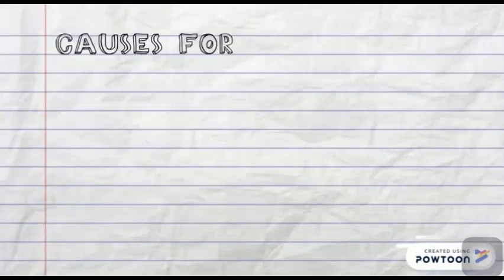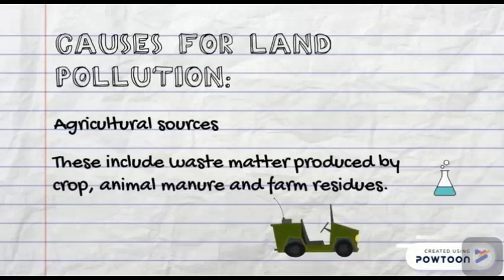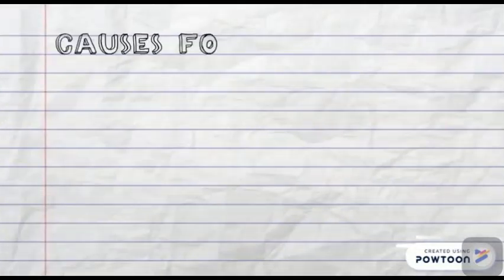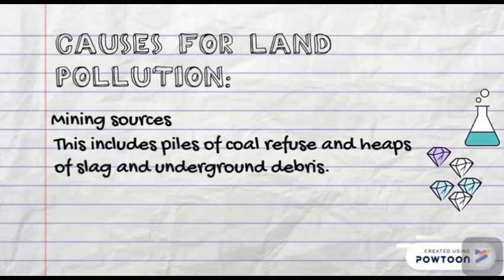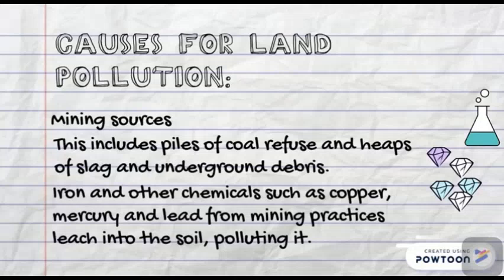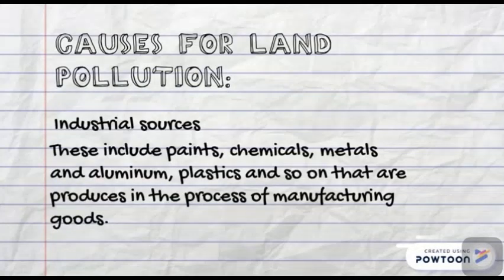Causes of land pollution. First is agricultural sources. These include waste matter produced by crops, animal manure and farm residues. Second is mining sources. This includes piles of coal refuse and heaps of slag and underground debris. Iron and other chemicals such as copper, mercury and lead from mining practices leach into the soil, polluting it. Third, industrial sources. These include paints, chemicals, metals and aluminium, plastic and so on that are produced in the process of manufacturing goods.